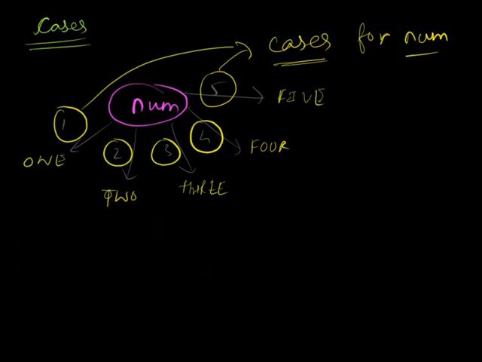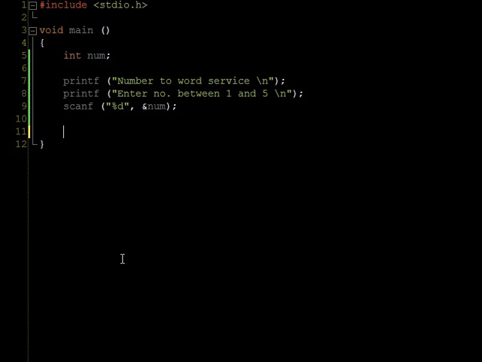Now remember that the num has to be selected. It has to be switched between the cases. Right? So first thing we do is we write switch. Which variable is to be selected? So switch num. And then we have the switch block and write the cases for this num. So we have case 1, we have case 2, case 3, and on and on and on.